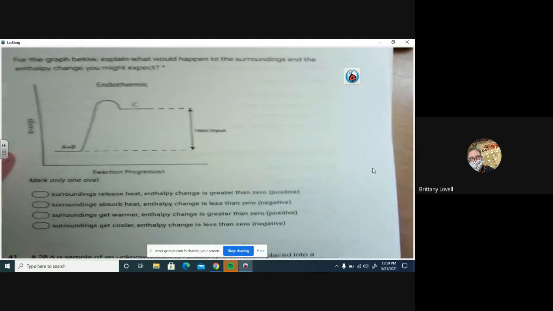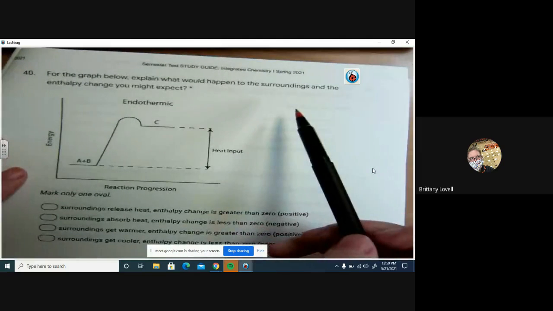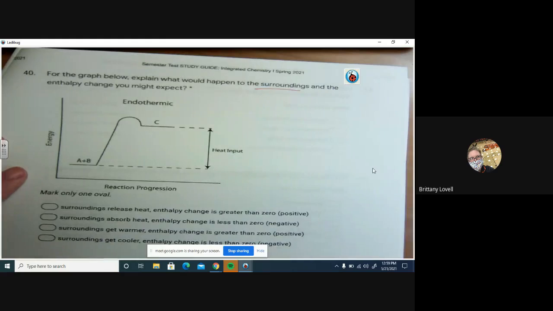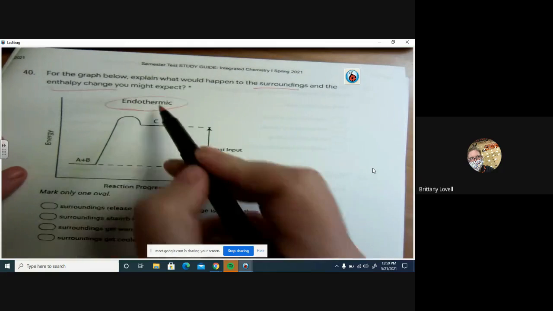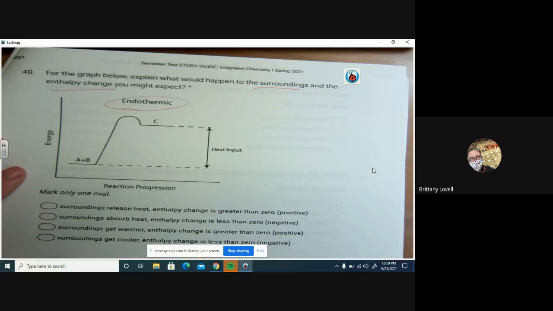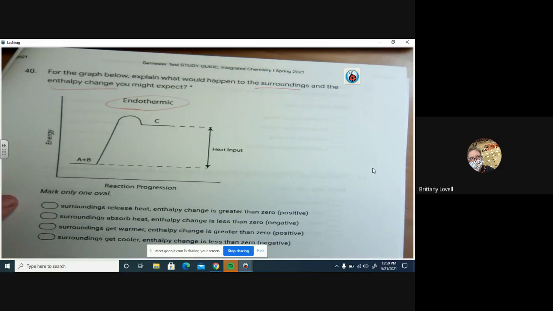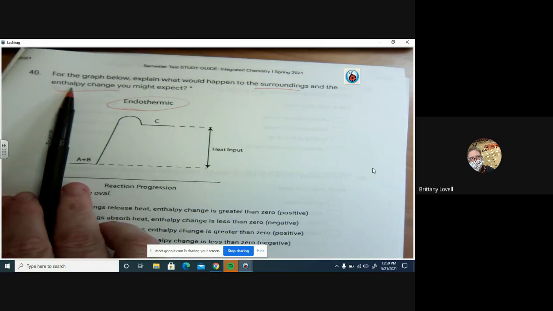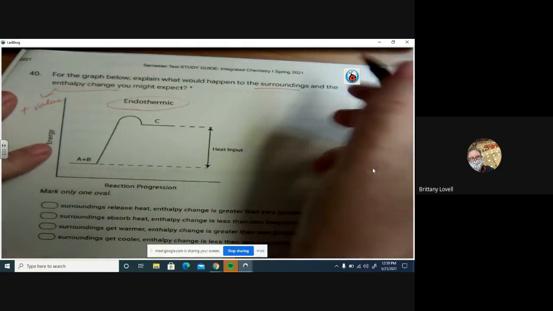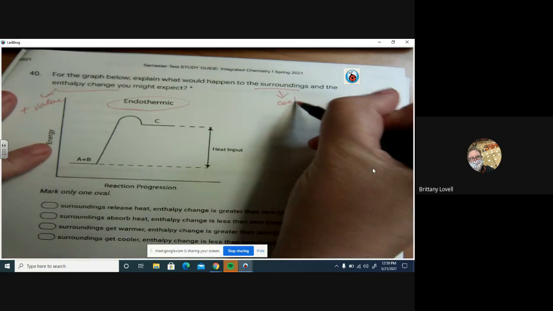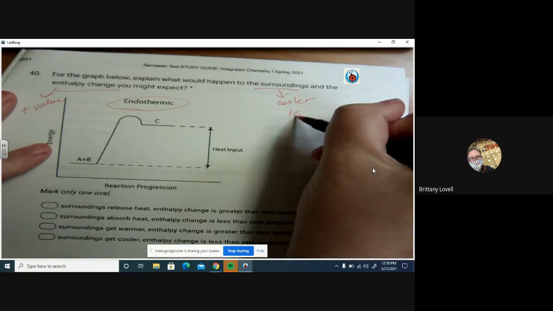All right, number 40. For the graph, explain what might happen to the surroundings and the enthalpy change you might expect. This is an endothermic reaction. Remember, endothermic means that heat is going into the system, which means the surroundings should get colder. And if it's endothermic, enthalpy should be a positive number. So it should be a positive value, and the surroundings should get cooler because the surroundings are losing heat.